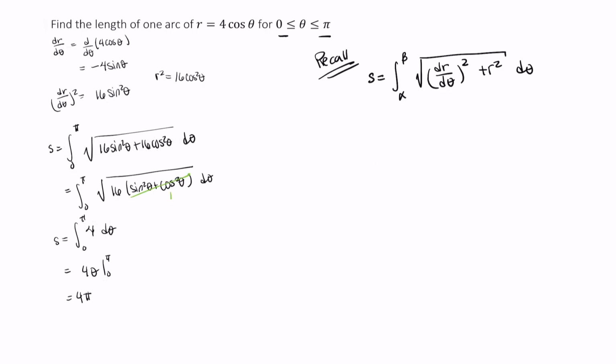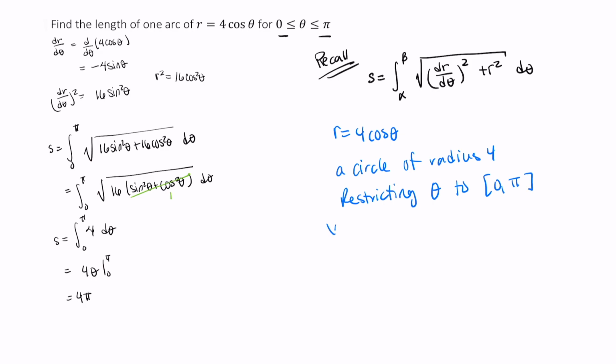Okay, so as you can see, I resized everything, so I can talk about why this is such an easy example. Well, notice again that r equals 4 cosine theta is just a circle of radius 4. Let's say restricting theta to 0 to pi yields a semicircle. The circumference of this semicircle is 1/2 times 2 pi r, or just pi r, so 4 pi in this case.